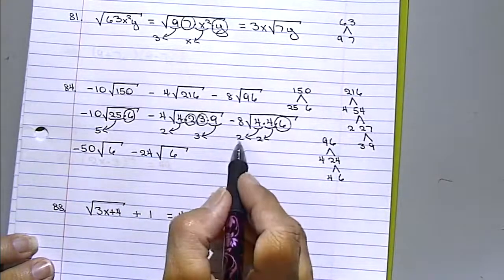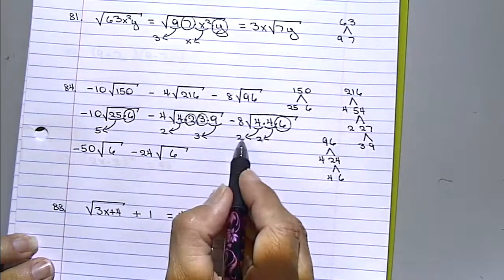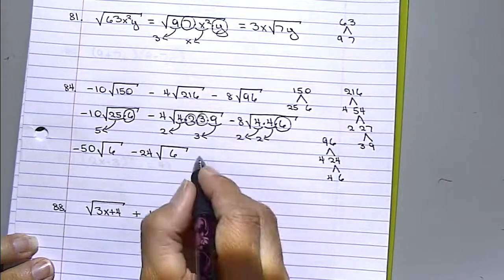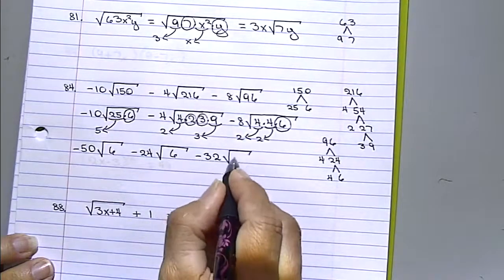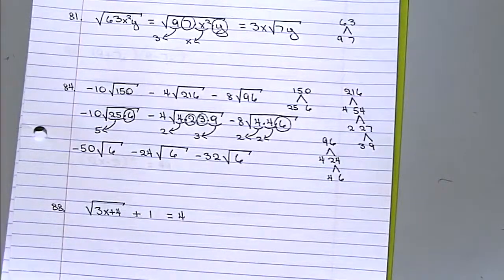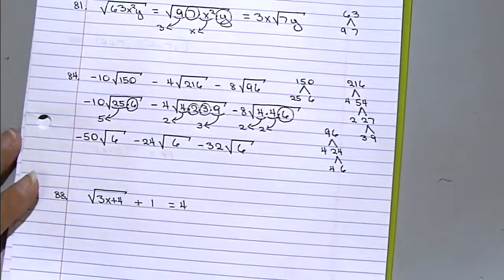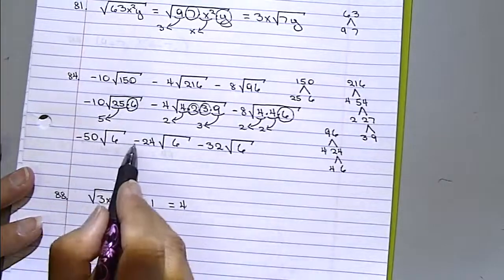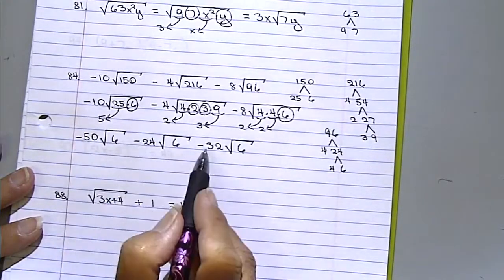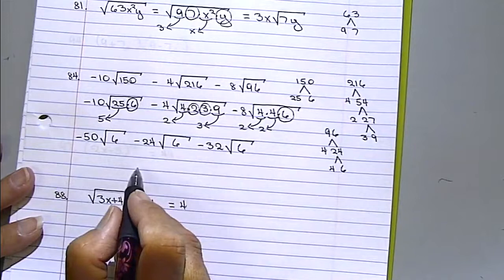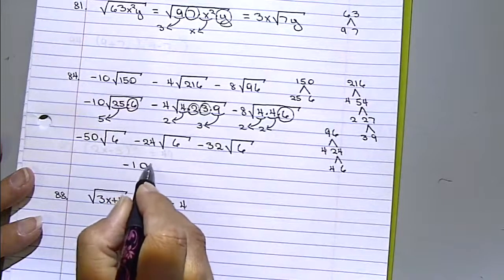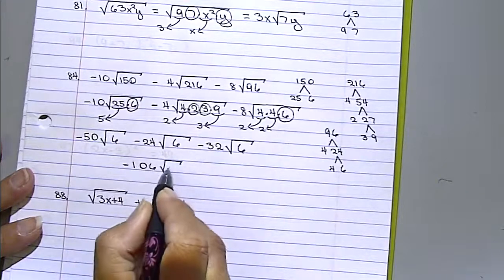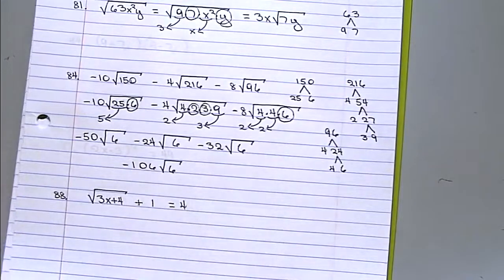This is negative 8 times 2 times 2. 16, well, it'd be negative 8 times 4, so it's going to be negative 32, right? What's left under the radical? Square root of 6. Now look, I've got all these square roots of 6's. All I have to do is say, well, that's like negative 50 minus 24 minus 32. I'll just add them all together and keep the sign, right? It's going to be a negative 106 times the square root of 6, isn't it?